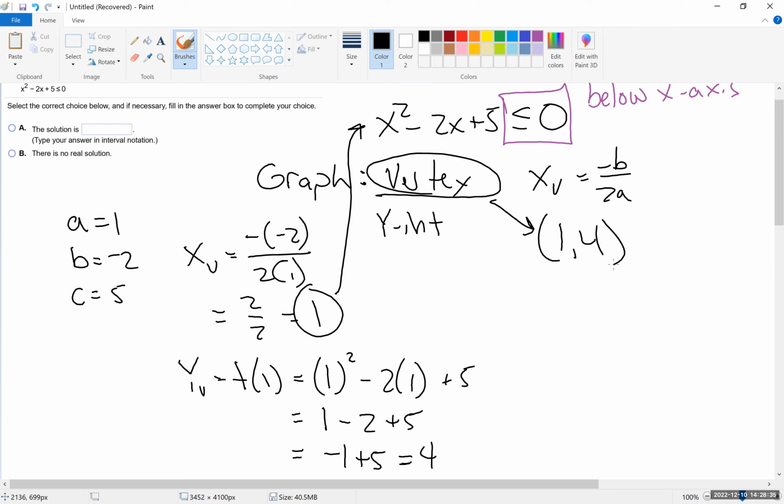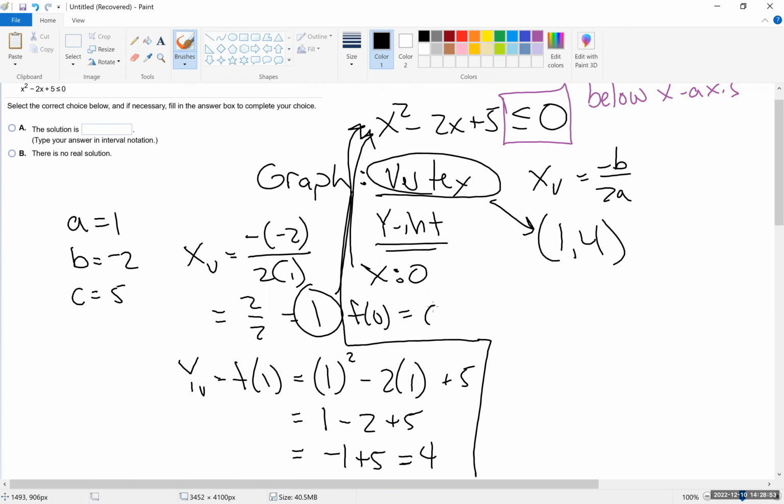All right, great. So now what's our y-intercept? The y-intercept's super nice. That's when x equals 0. And I know, I need to work on my organization a little bit better. If x is 0, then f of 0 is equal to 0 squared minus 2 times 0 plus 5. The y-intercept is the point (0, 5).